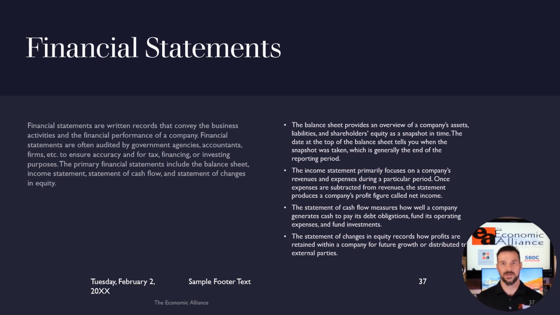The income statement primarily focuses on a company's revenue and expenses during a particular period. Once expenses are subtracted from revenues, the statement produces a company's profit figure called net income. The statement of cash flow measures how well a company generates cash to pay its debt obligations, fund its operating expenses, and fund investments. The statement of changes in equity records how profits are retained within a company for future growth or distributed to external parties.